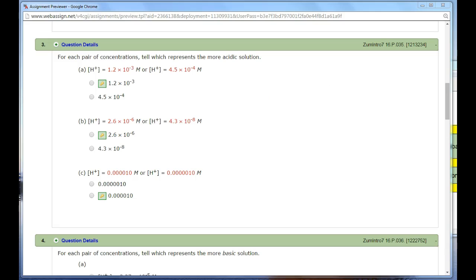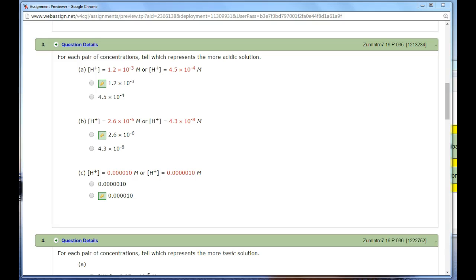So let's look at this first question. For each pair of concentrations, tell which represents the more acidic solution. So we have to look and see what we are looking at. I see H plus and H plus. If we're comparing H plus and H plus, we're simply going to look for the one that is the larger number. The larger number will be the more acidic one.